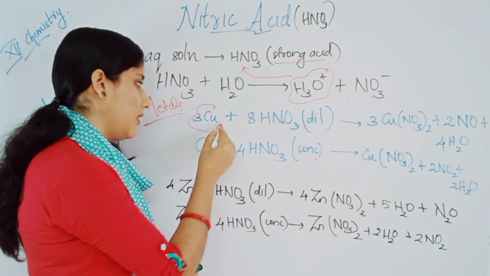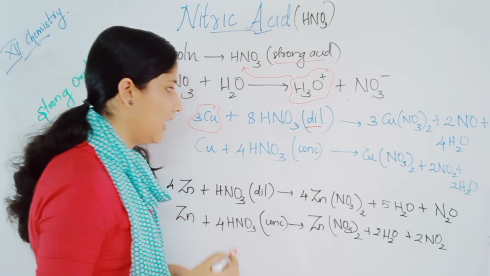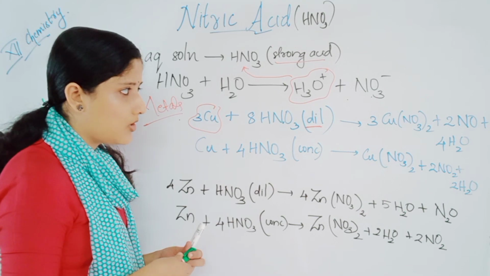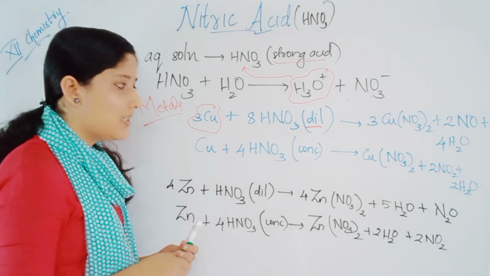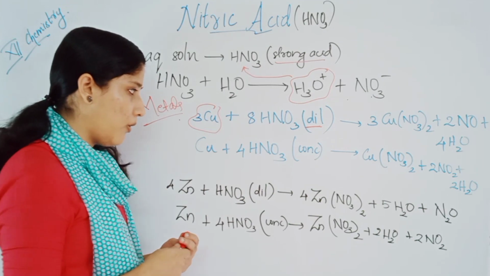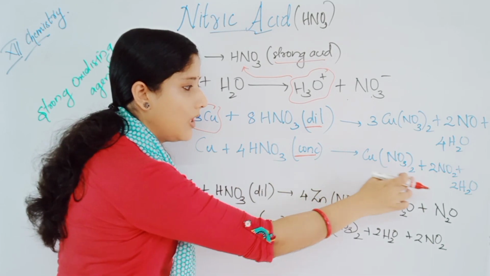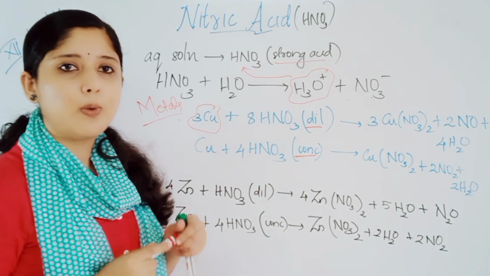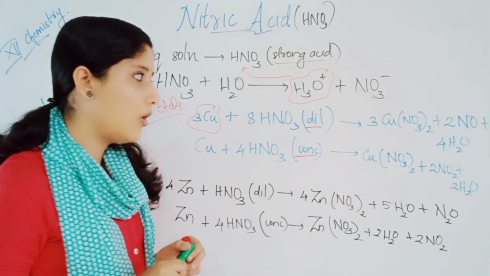Copper metal reacts with nitric acid, and the condition here is dilute. Copper with dilute nitric acid gives copper nitrate, Cu(NO3)2, plus 2NO plus 4H2O. Similarly, when copper reacts with concentrated nitric acid, the product is copper nitrate plus 2NO2 plus 2H2O. So the question will be like, when dilute nitric acid reacts with copper, what will be the product?